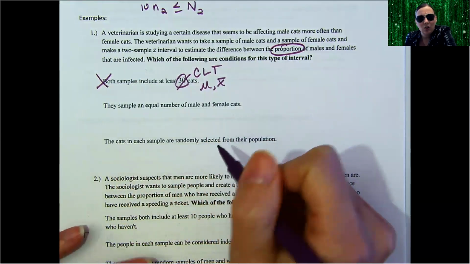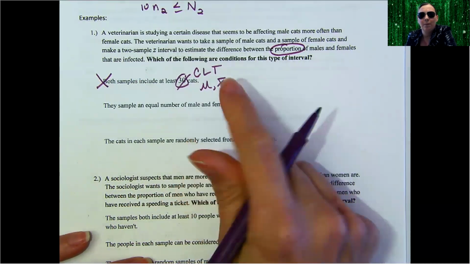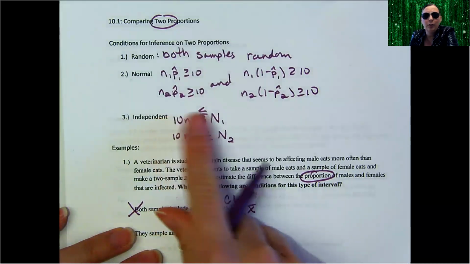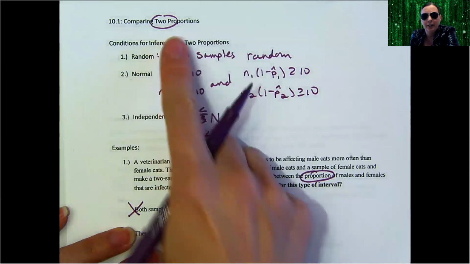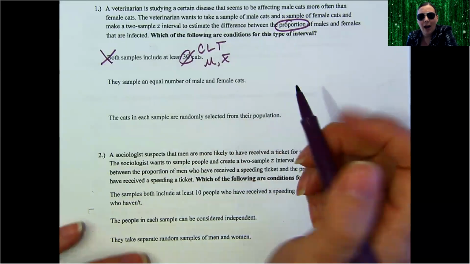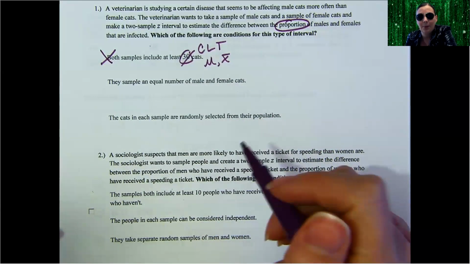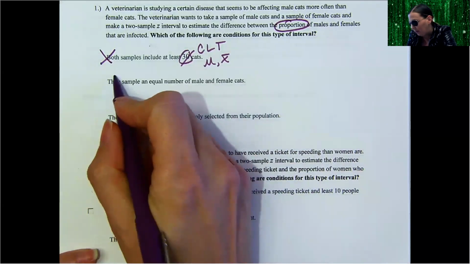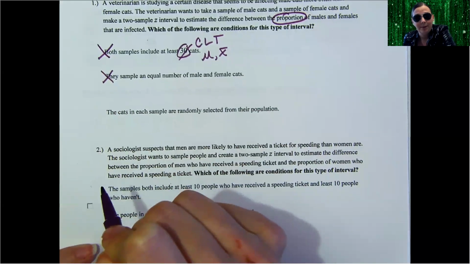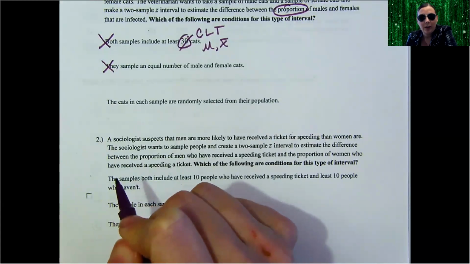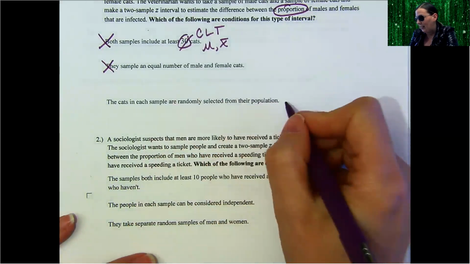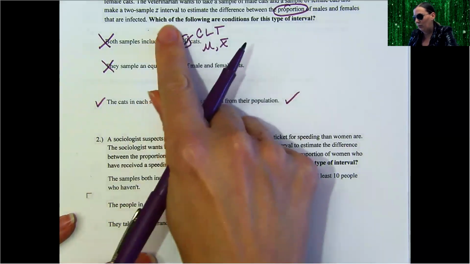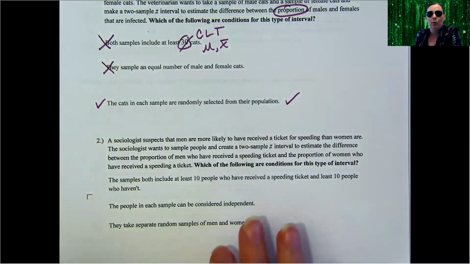Now here's something that's interesting that a lot of people get confused on. When you're taking these two different samples, and you're calculating those proportions, they don't have to be the same sized sample. They can be different. Of course, it's nice if you can make it the same, but that is not a requirement. Cats in each sample are randomly selected from their population, yes. All right, so this is the only condition that they listed here that would work.